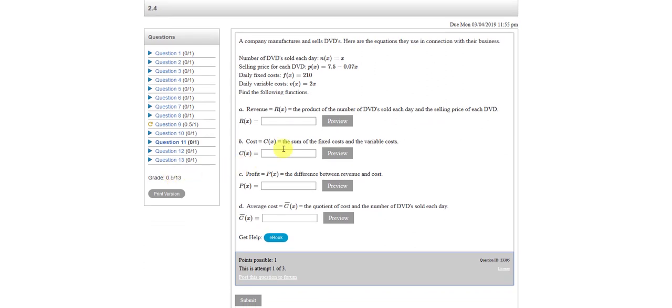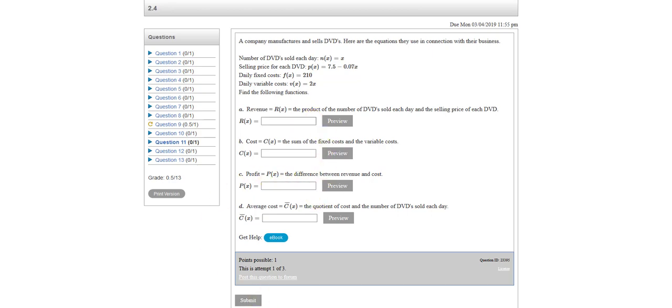Okay, this is a word problem. A company manufactures and sells DVDs. Here's the equation they use in connection with their business. The number of DVDs sold each day, n of x, equals x. The selling price for each DVD, p of x, is this one. So n is the number, p is the price. The daily fixed cost is 210. The daily variable cost is 2x. Now they ask you to find the following functions.